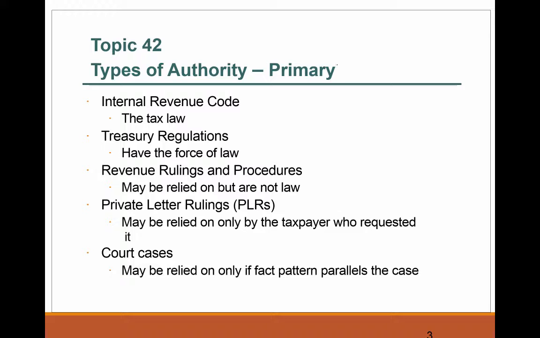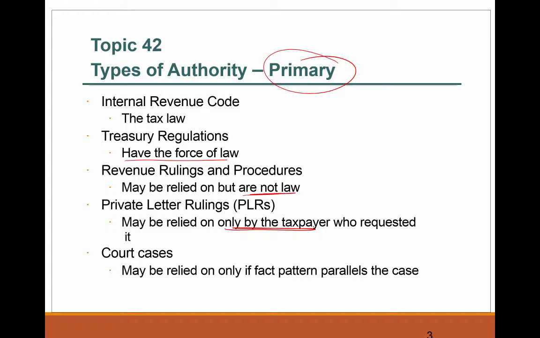So the primary source of authority is the Internal Revenue Code. That's our tax law. But then we also have Treasury regulations, and they have the force of law. We have revenue rulings and procedures, and they are relied on, but they are not the law. So make sure we understand that revenue rulings and procedures may be relied on, but they're not the law. We have private letter rulings. They're also relied on only by the taxpayer who requested it.